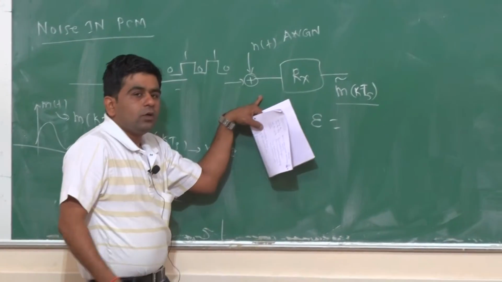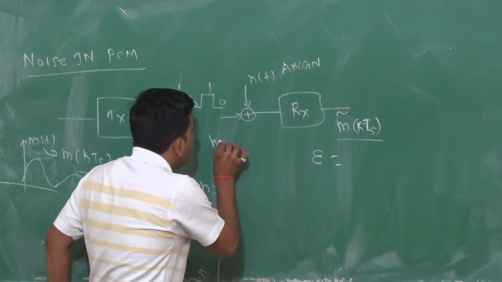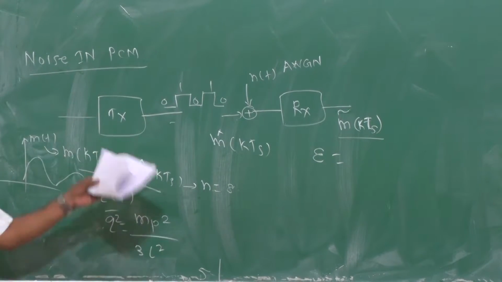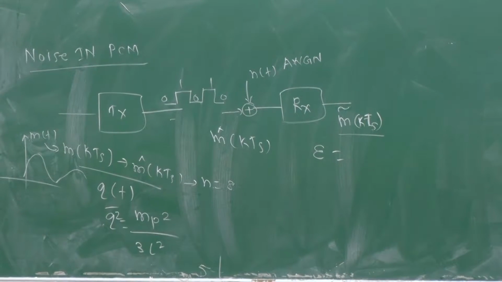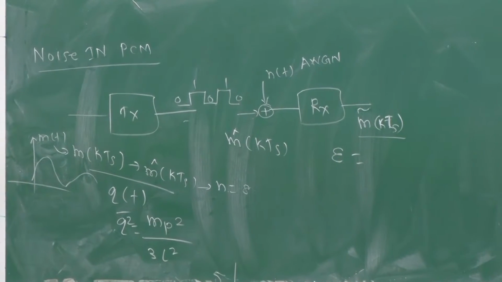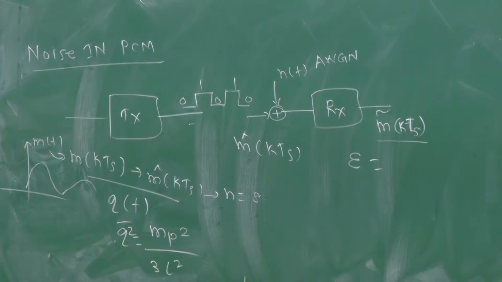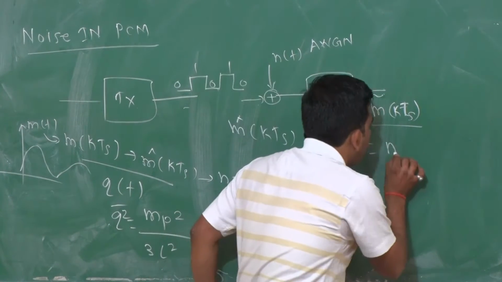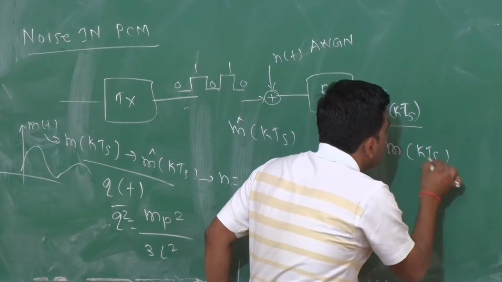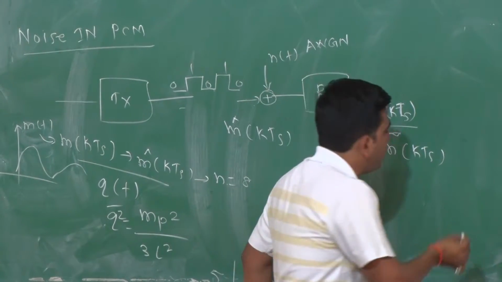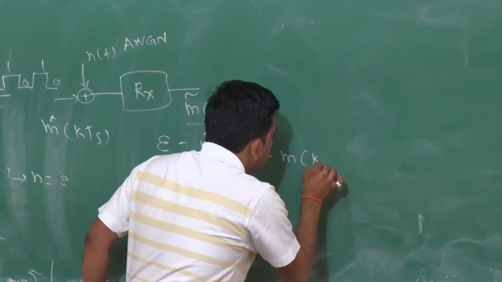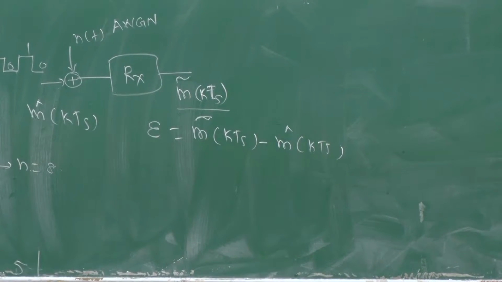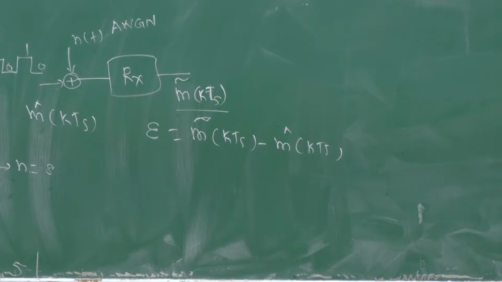Input to this receiver is nothing but M of KTS cap. Actually, what is the input to the receiver? It is nothing but the rectangular pulses which correspond to the quantized value. So definitely at the output we will get this tilde value. The difference between the output of the receiver and the input of the receiver cap is nothing but your epsilon. That is the detection error.